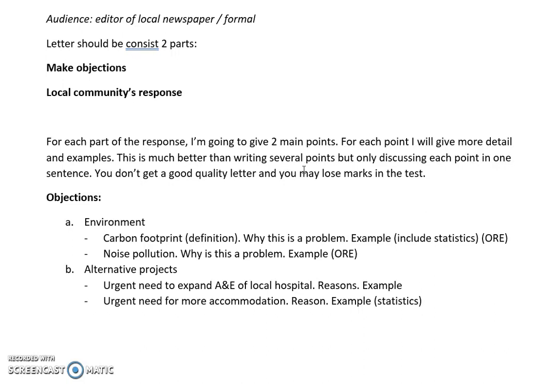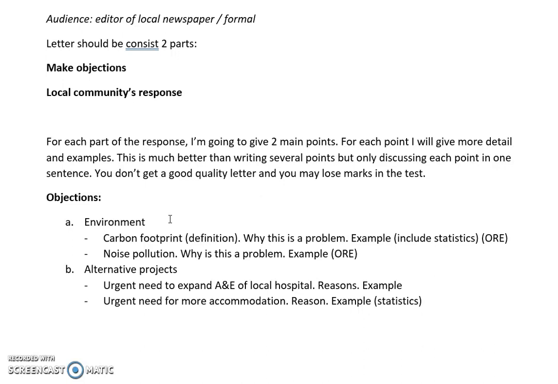This is much better than writing many points, but only discussing 1 point in each sentence. So we're not going to say 5 or 6 different objections or points. We're just going to give 2 points, but each point I'm going to elaborate, give more explanation and more examples. Why do I do that? Because if I write too many points, I don't get a good quality letter, and also I may lose marks for the purpose of the test. So 2 objections will be enough, but each objection I'm going to elaborate and explain a little bit more.